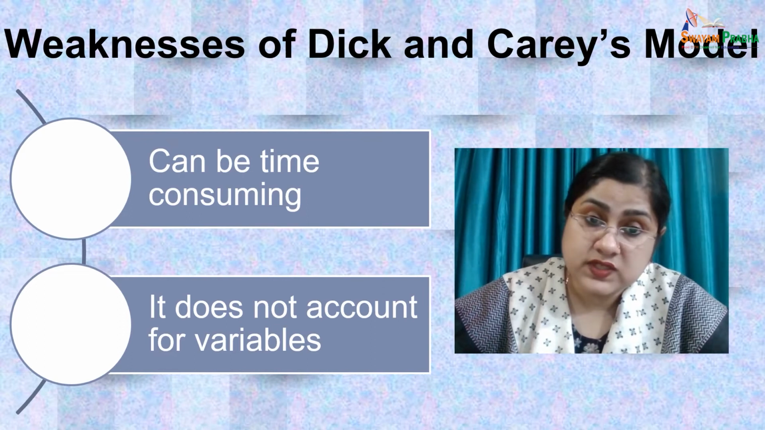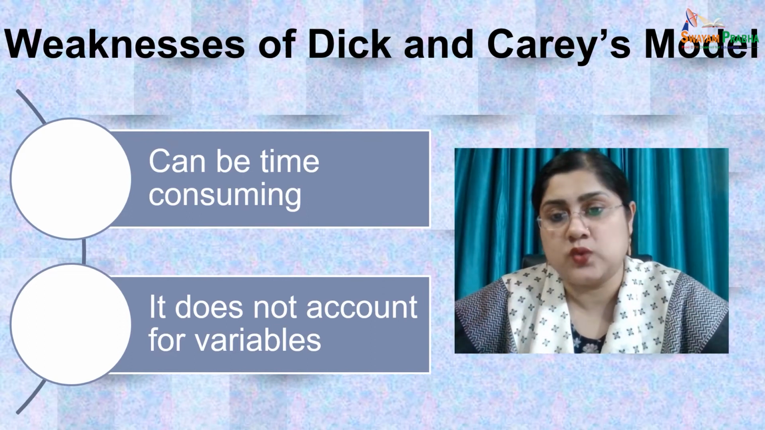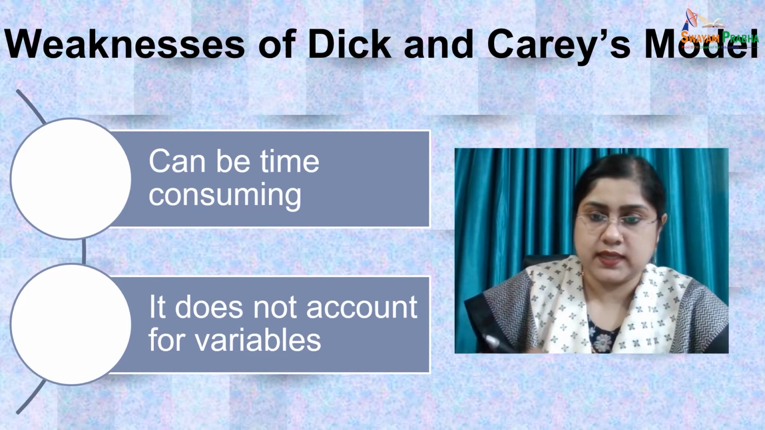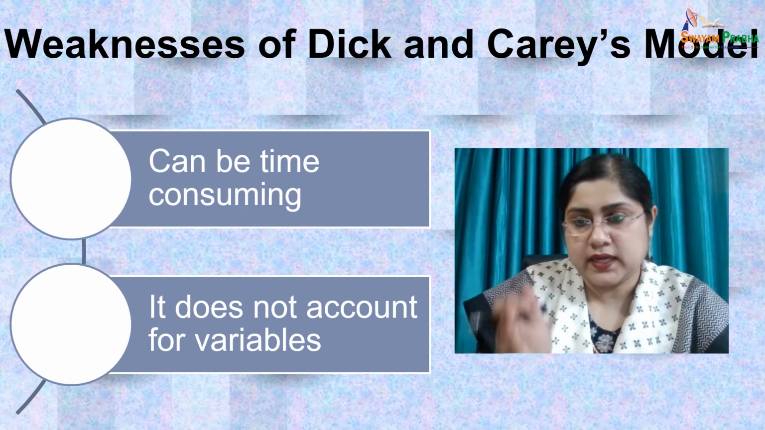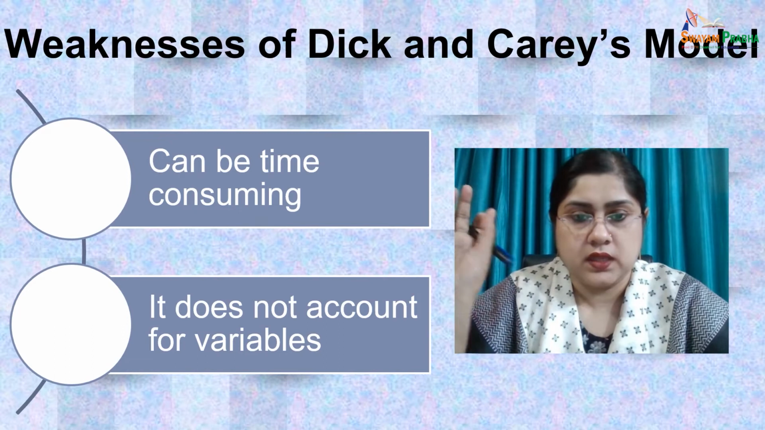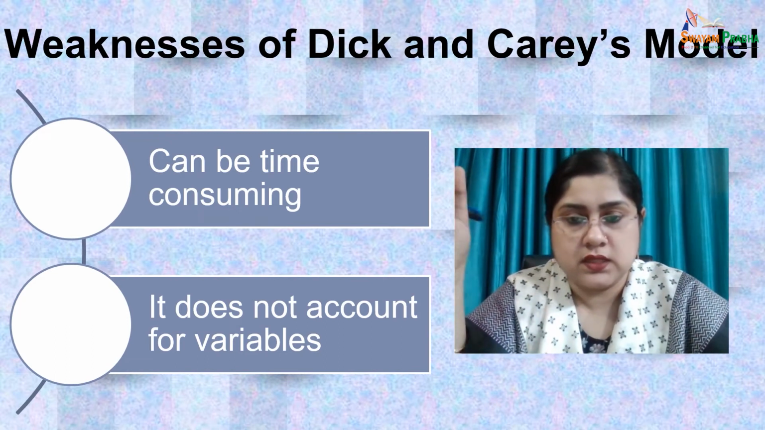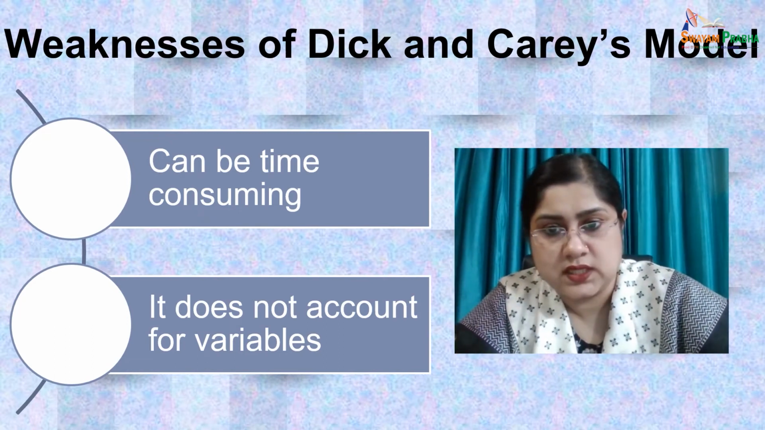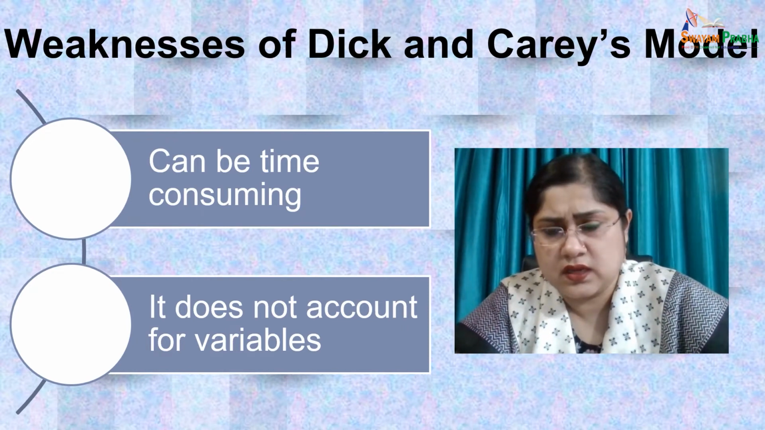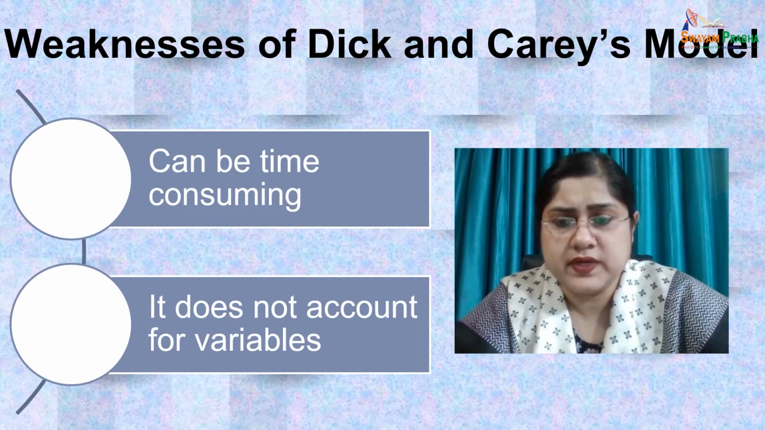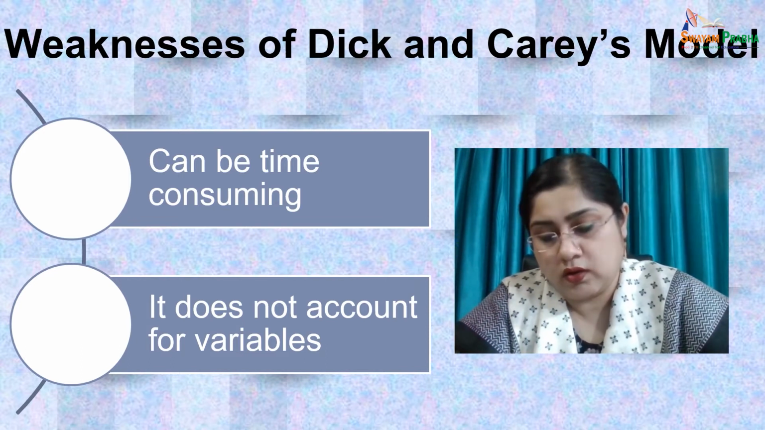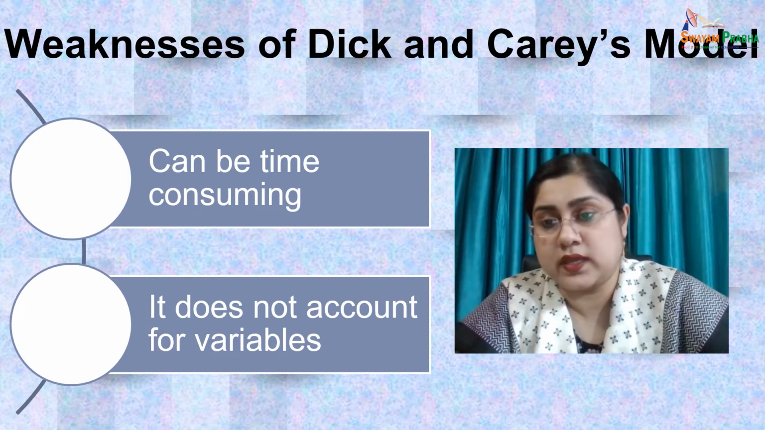Another weakness of this model is that it does not account for variables. What does it mean? Let us take an example. A teacher could use this model to design an instructional unit. Then she is going to implement it. The next thing, she is going to evaluate it. And then on the basis of the evaluation, there will be some revision. If there is any requirement of a revision, the teacher is going to revise it for the next year or for the next schooling year.